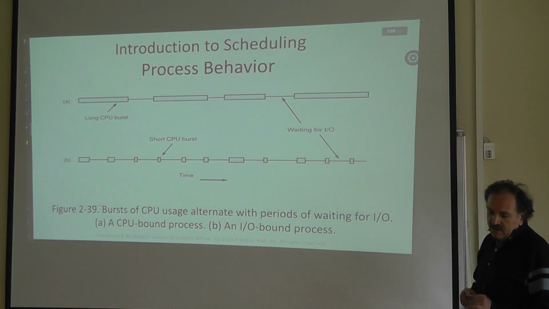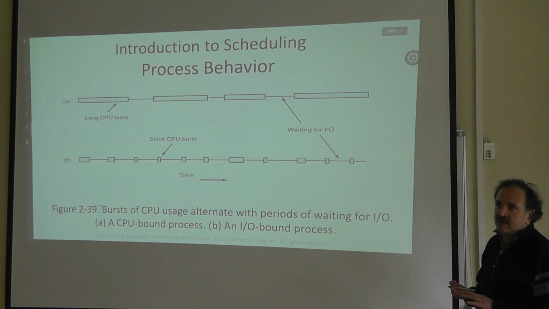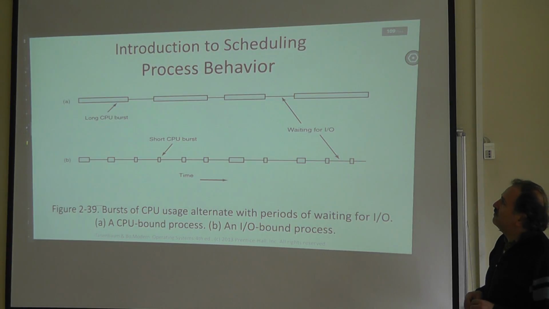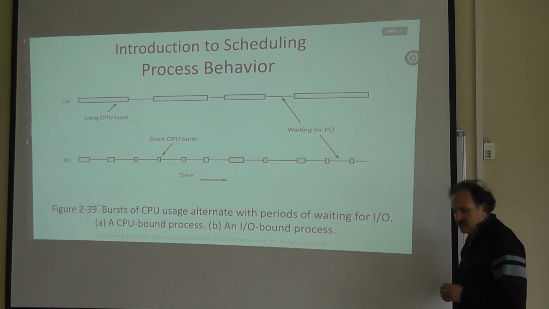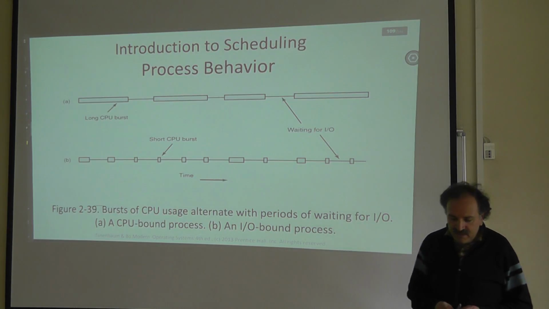I'm going to start now on a new topic. This chapter had 3 parts. We talked about processes and the difference between threads, general concepts. Then we talked about inter-process communication. Now we will talk about scheduling. How do I schedule more than one process or thread on a single or multiple CPUs?